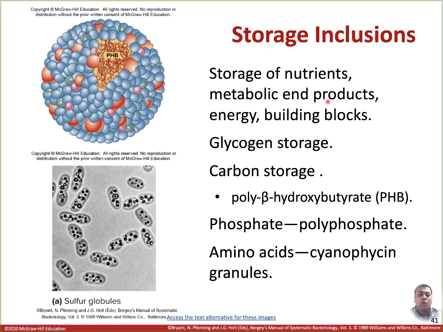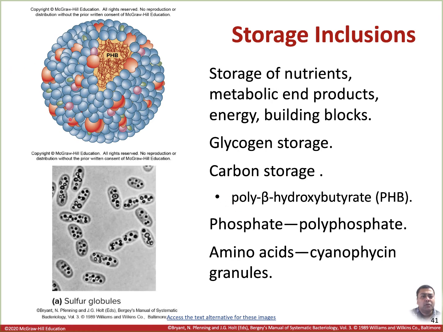They actually store nutrients, metabolic end products, and energy building blocks. Glycogen is a classic example of that. So the glucose is converted to glycogen, and this is stored as an energy molecule. Carbon storage is usually with this polybeta hydroxybutyrate, or the PHB, and these are actually put in a typical structure. You can see that this PHB is inside, covered by layers of proteins. And this is a storage structure, or the inclusion, in many of the cells.